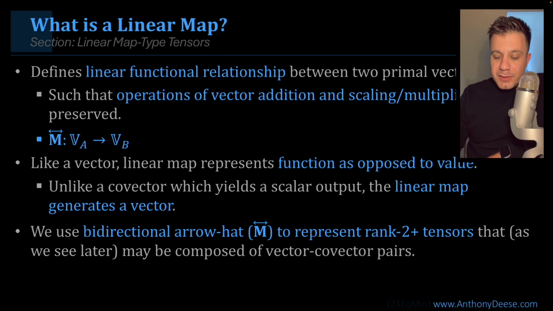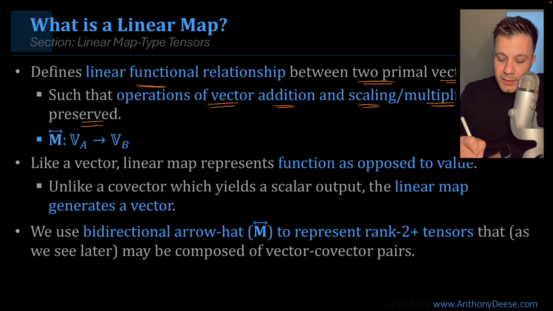So continuing on with this question of what is a linear map. The linear map defines some linear functional relationship between two primal vector spaces, such that the operations of vector addition and scaling or multiplication are preserved. So what we see is that some linear map type tensor M allows us to map from primal vector space A to primal vector space B. Unlike a vector, a linear map represents a function as opposed to a value.